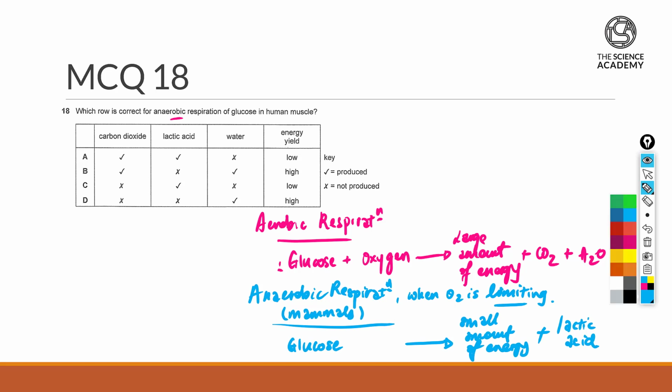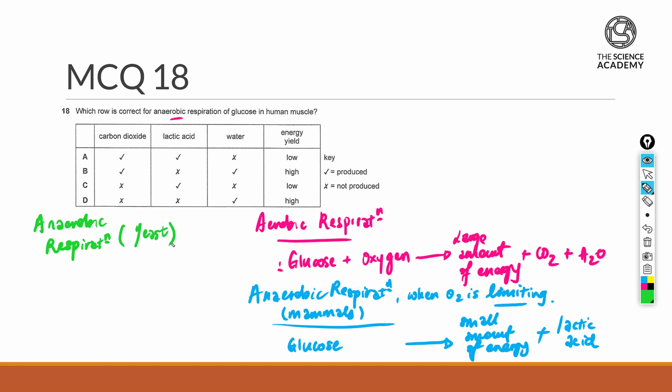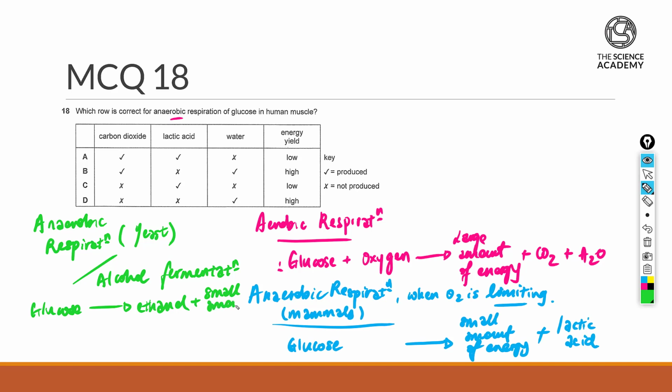Now, the third kind of respiration, although not investigated here, is anaerobic respiration found in yeast. Sometimes we also call this alcohol fermentation. Again, we start off with glucose. There's no oxygen required, but the end products will involve the production of ethanol, a small amount of energy, as well as the production of carbon dioxide.